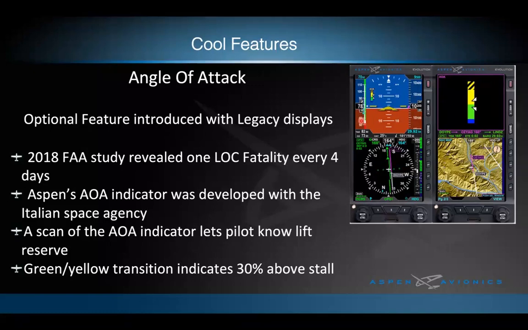Then you go out and fly. You fly 1.5 minutes at VA, 1.5 minutes at VA times 1.3, 1.5 minutes at VS times 1.3, then 1.5 minutes at VSO times 1.3. From there, the Aspen system learns your curve, learns your lift curve, and it doesn't matter what your gross weight is, what your center of gravity is.